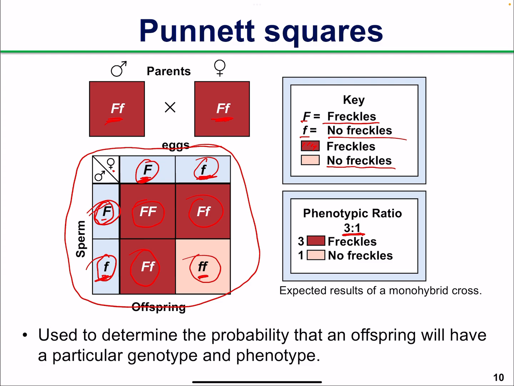So in a monohybrid cross, or a one-trait cross, you can be asked, what is the phenotypic ratio? How many individuals with freckles versus individuals with no freckles do you have the chance to have in the offspring? That's the question. But another question can be asked. What are the different genotypes that are possible in the offspring?